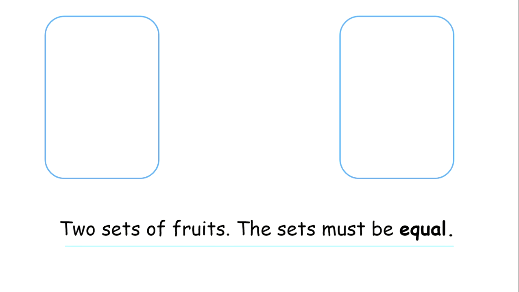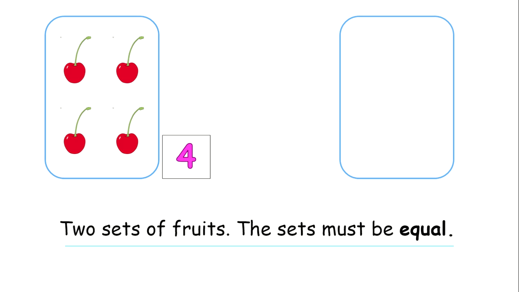Now let's look at this other one. It says 2 sets of fruits. The sets must be equal. So for this one, I'm going to draw first and then decide on the number. I'm going to draw a certain number in my first set and then stop. Okay, so let's go. 1, 2, 3, 4. I drew 4 cherries. So the number that I'm going to be drawing in this set now is going to be 4. So let's draw another set of fruits here.